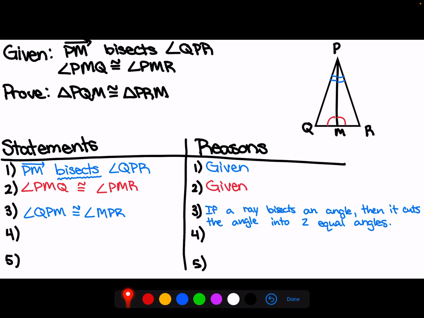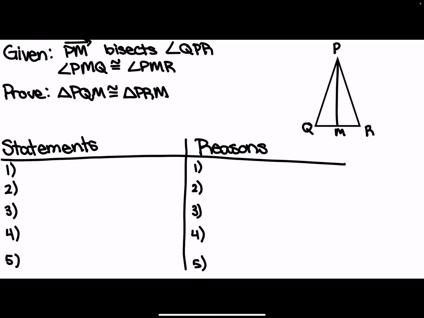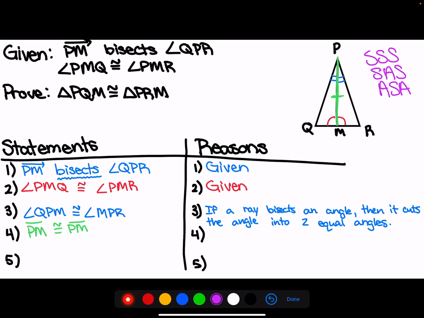Now, again, we're looking towards proving these 2 triangles are congruent. That's our end goal. That's what we're trying to prove right over here. So let me go ahead and write them all up once again. So, with this, we're trying to determine which one we can use.